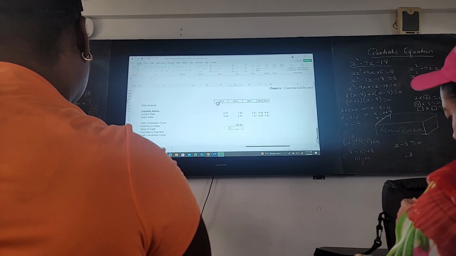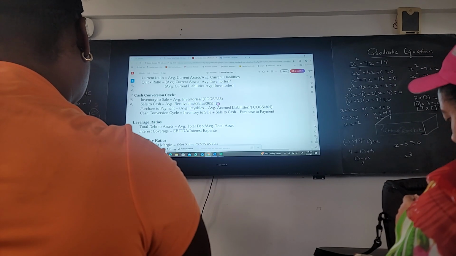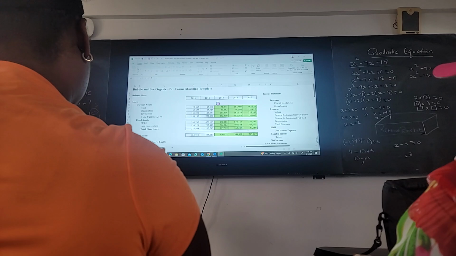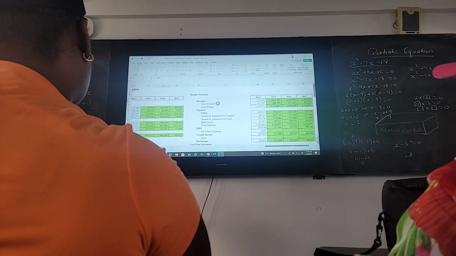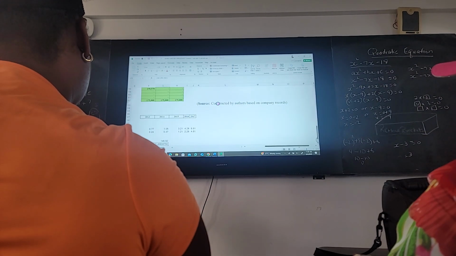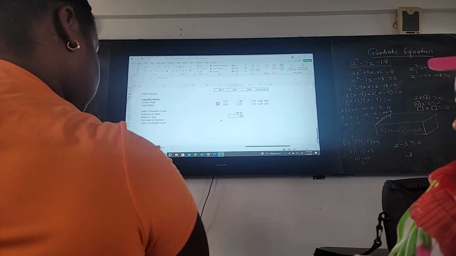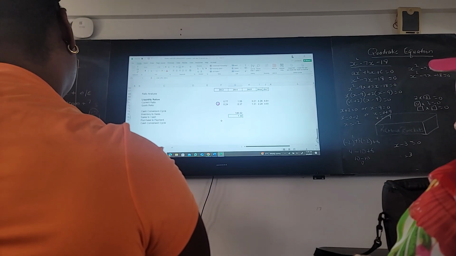Sales to cash. What's our formula there? Receivables divided by sales divided by 365. It's our receivables divided by sales on 365. Okay, so we really don't give a lot of credit. Once the sale takes place, we get our cash pretty quickly, 7.3 days.